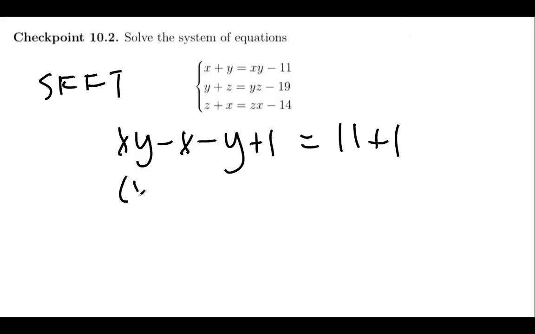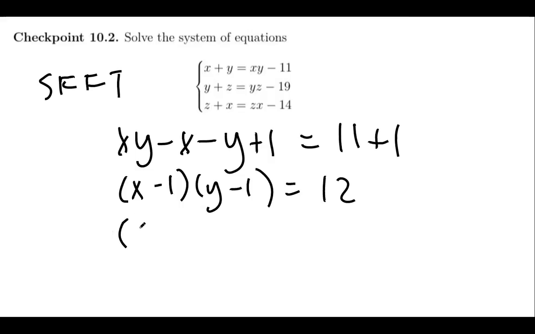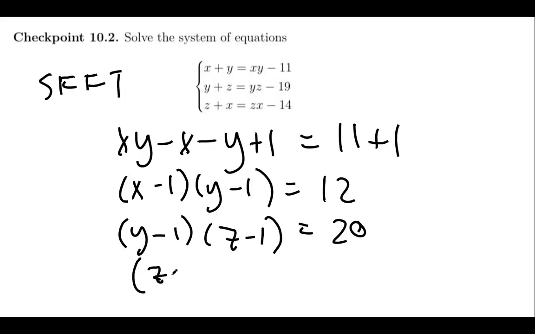So using Simon's Favorite Factoring Trick, this becomes (x - 1)(y - 1) = 12. And the rest of them are very similar to this equation. If you factor them, you should get (y - 1)(z - 1) = 20 for the second one, and (z - 1)(x - 1) = 15 for the third one.